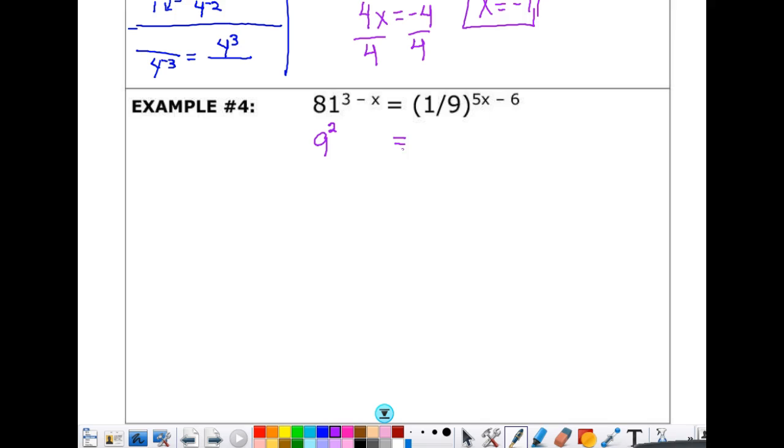You could have the 81 be 3 to the 4th, and you could have the 9 be 3 to the negative 2. You can make them both 3's. You can make them both 9's. Whoever made them both 3's and whoever made them 9's, you should still get the same answer in the end. So if your buddy next door used 3's and you used 9's and you're comparing the answer, you should have the same answer.